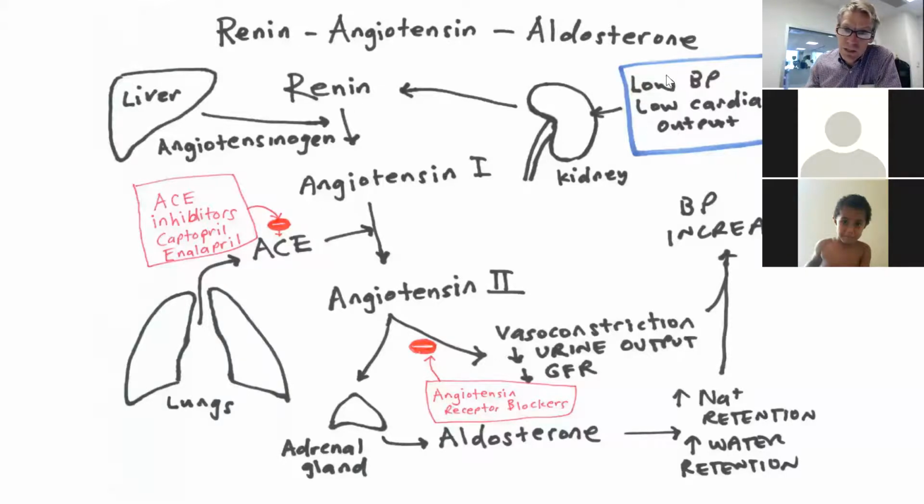And so usually when there's low cardiac output or low blood pressure, then renin is secreted by the kidneys, and that acts on angiotensinogen to produce angiotensin 1. Angiotensinogen is made in the liver. And then angiotensin 1 is converted to angiotensin 2, and that's converted by ACE. This is the enzyme that is the target for ACE inhibitors, enalapril and captopril. And ACE, angiotensin converting enzyme, is made in the lung.